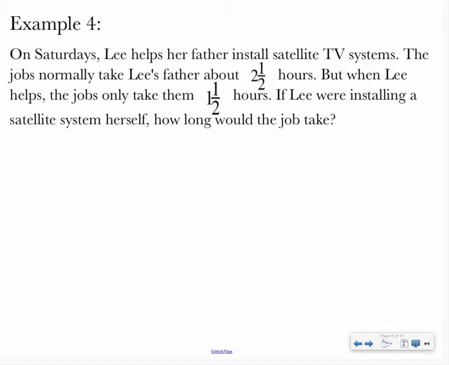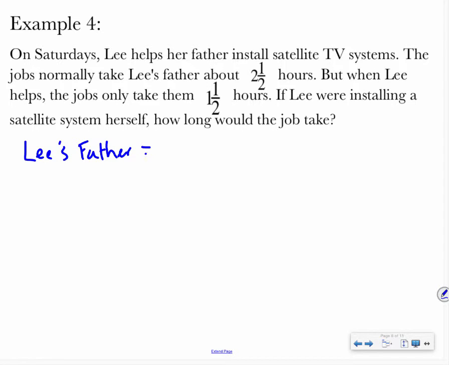Alright, so this means if we want to know how long it would take Lee, we have to figure out how fast she actually works on her own. And the only way that we can do that is figure out the information using the time that Lee and her father work. If we look, when Lee's father works alone, how much of the job does he finish in 1 hour?